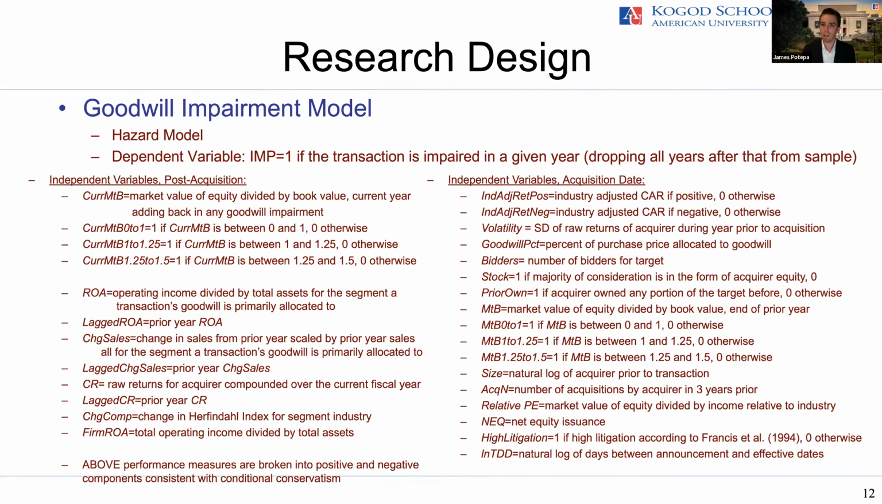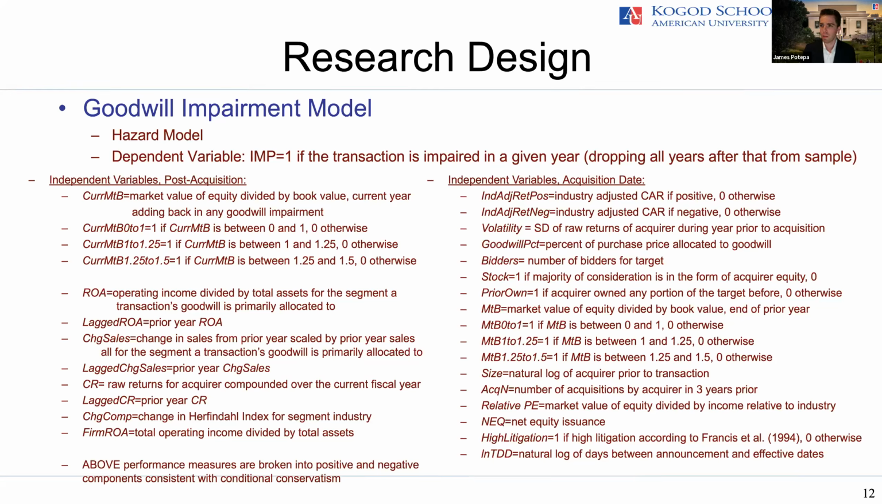Regarding the other half of the data, it all has to do with acquisition date variables. We look at returns around the acquisition itself, broken down into positive and negative components. We consider a new variable, which is volatility: the standard deviation of raw returns of the acquirer for the year prior to the acquisition. We also consider the percent of the transaction that is allocated to goodwill, as well as a number of other variables that are all tied to prior literature.